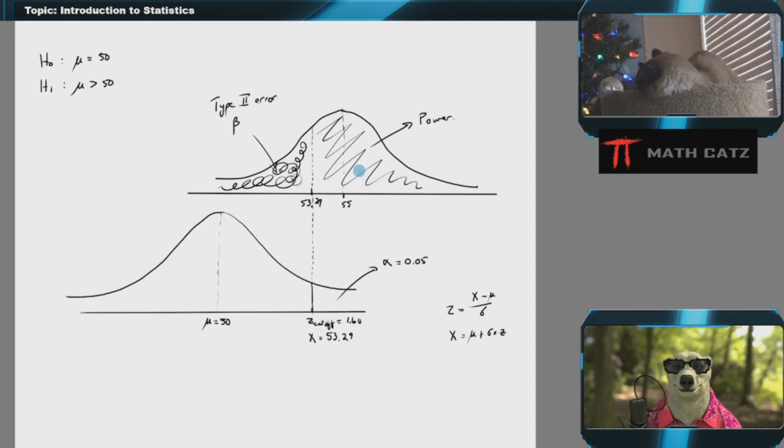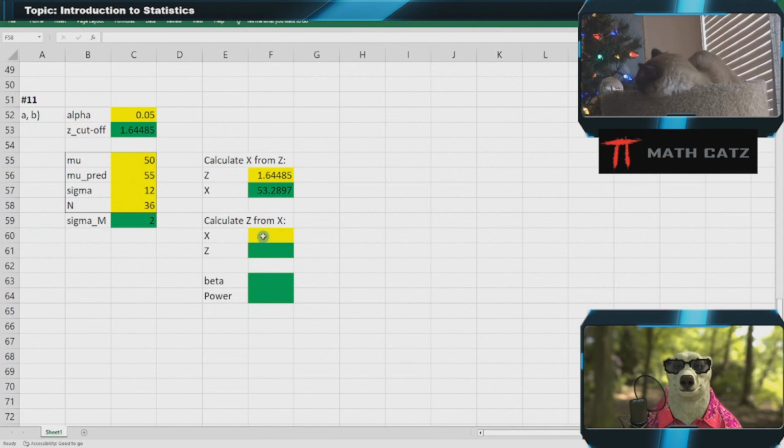I will use this distribution with a mean of 55, same standard deviation. So that means if I use my table, maybe we want to convert this to a z-score. What is the corresponding z-score for 53.29 in this distribution? Okay, so that paints the picture. Let's have a look. So now I have this 53.2897 as the input, and I'm using this predicted mean for the top distribution to calculate the z-score.